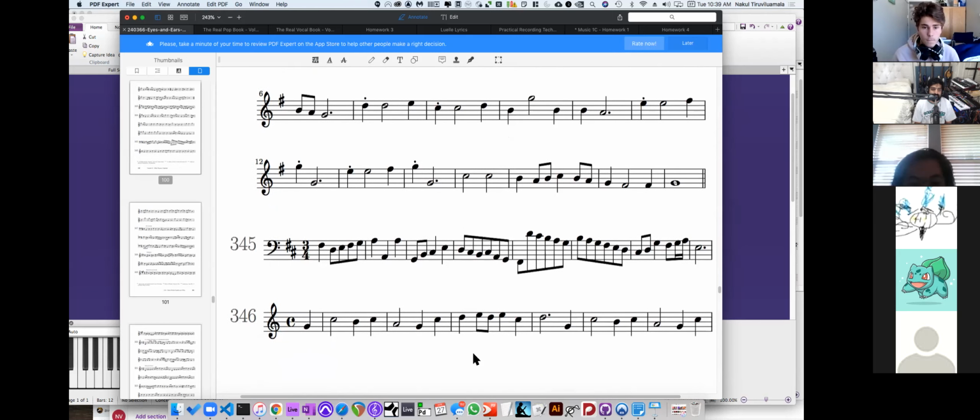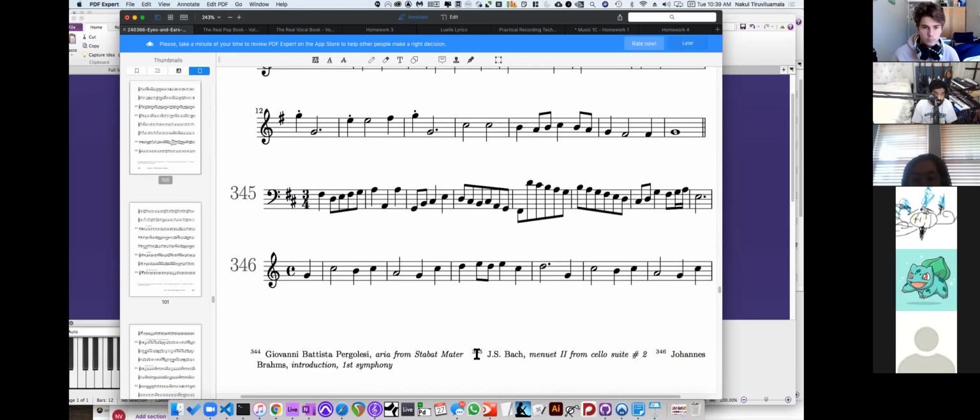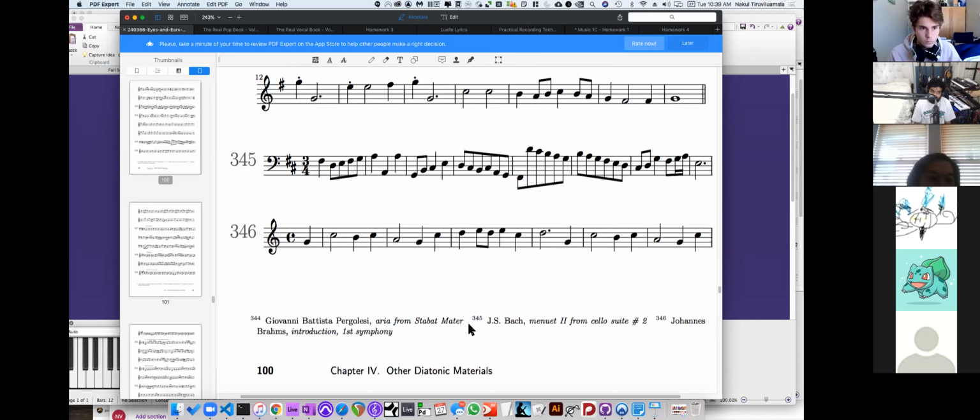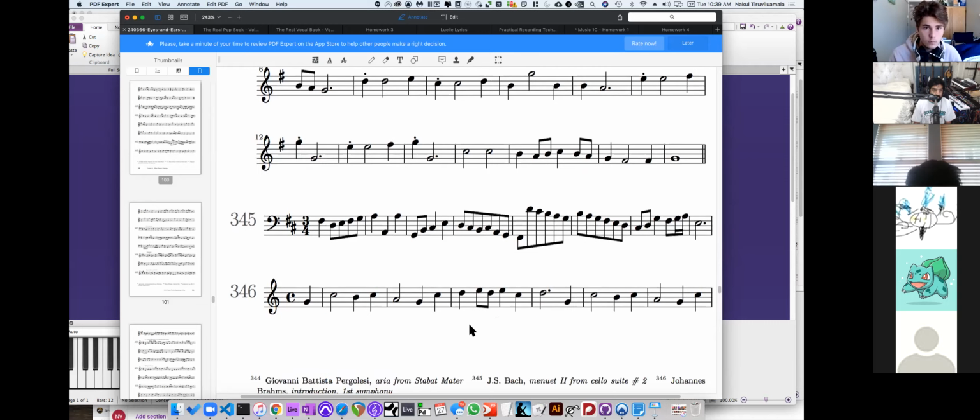Oh, let's try this. We're going to move to a different key. Oh, interesting. That was from an aria. We were singing an operatic figure: Giovanni Battista Pergolesi, aria from Stabat Mater. The more you know. So let's try this one.